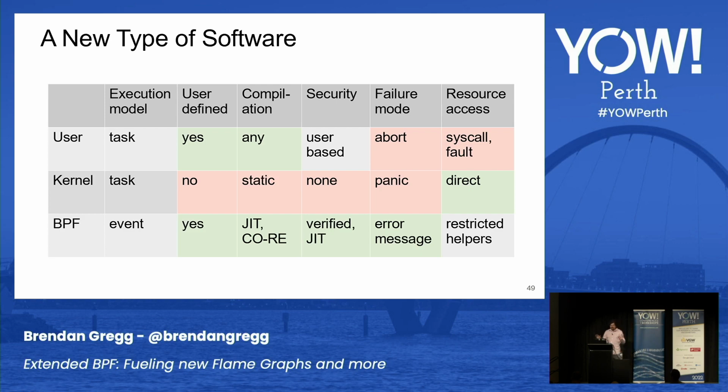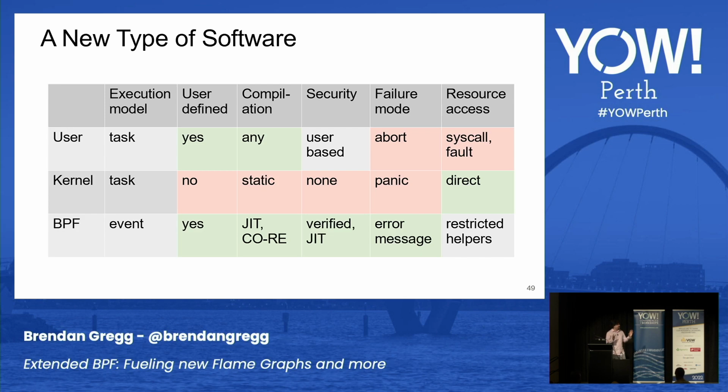I've tried to give you an idea of why it's different from other software. So: user space, kernel space, and BPF. User space, you can compile it in any way. The failure mode for user space is an abort. The failure mode in kernel space is a panic. BPF has a safe failure mode. You just get an error message. So it's a safer environment for doing kernel development, because if you write a kernel module and things go wrong, you panic the kernel, the whole machine stops. Or it depends on your sysctl settings.